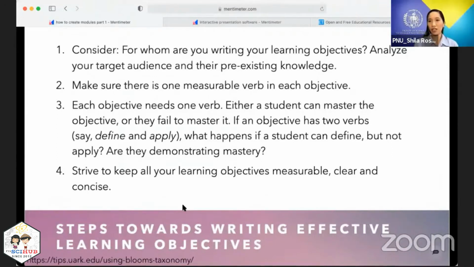We are familiar with the acronym of SMART, diba? Pag tinanong sa inyo, paano gumawa ng objectives, ang sagot natin lagi ay SMART. Specific, measurable, attainable, realistic, time-bound. Okay? So, yun ang ating usual na definitions or criteria for making an effective objective.